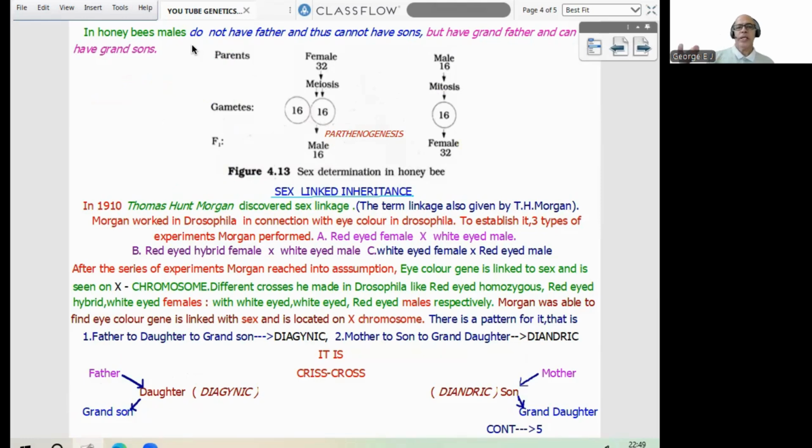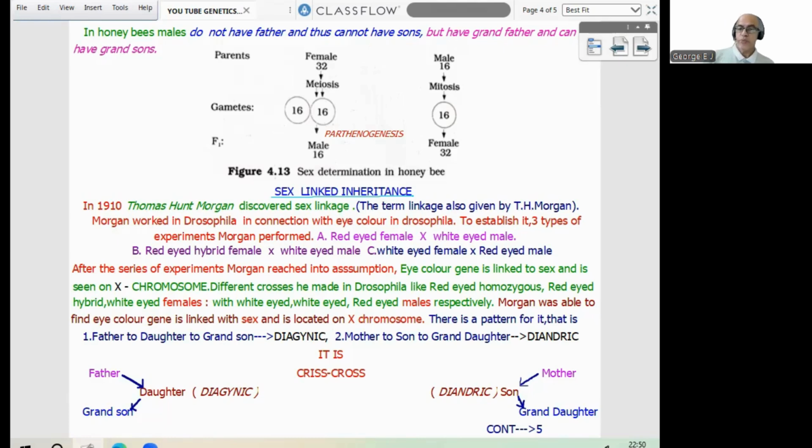A famous statement, theory for commenting entrance, true or false. In honeybees, males do not have a father because that male honeybee comes from the female side due to parthenogenesis. So it does not have a father and thus cannot have a son, but can have a grandfather and grandson. I think the idea is clear because if the male gamete is not able to fuse with the female gamete, the male gamete will be wasted. The female gamete will develop into a male offspring. You cannot use the term offspring, male progeny with n equals 16.